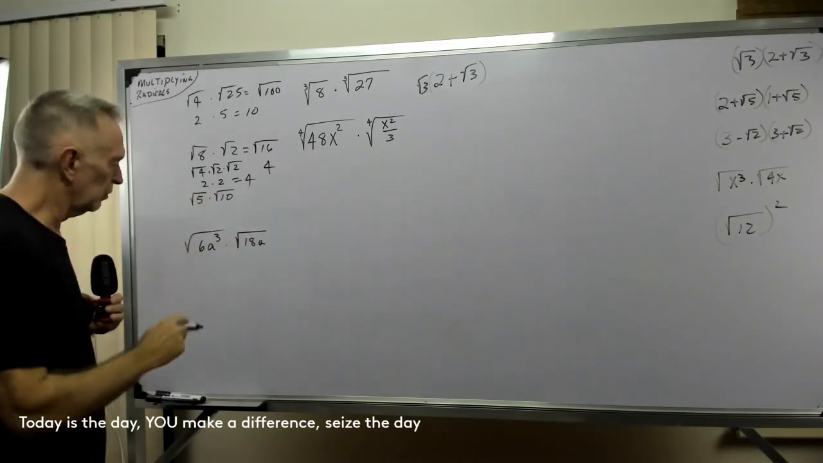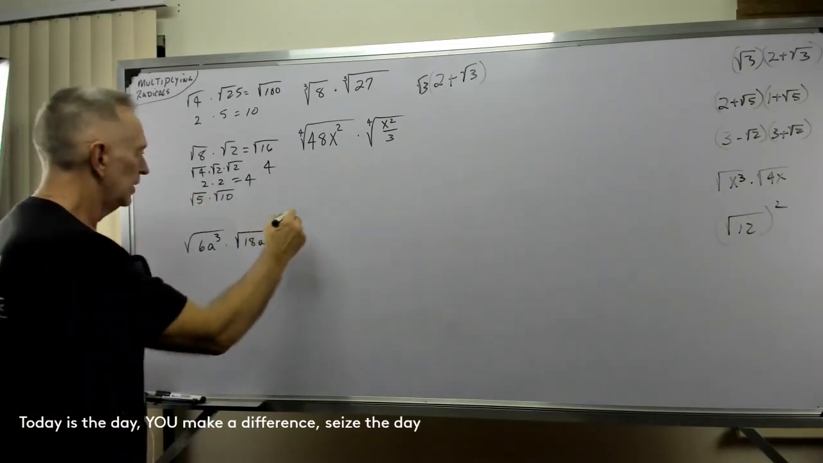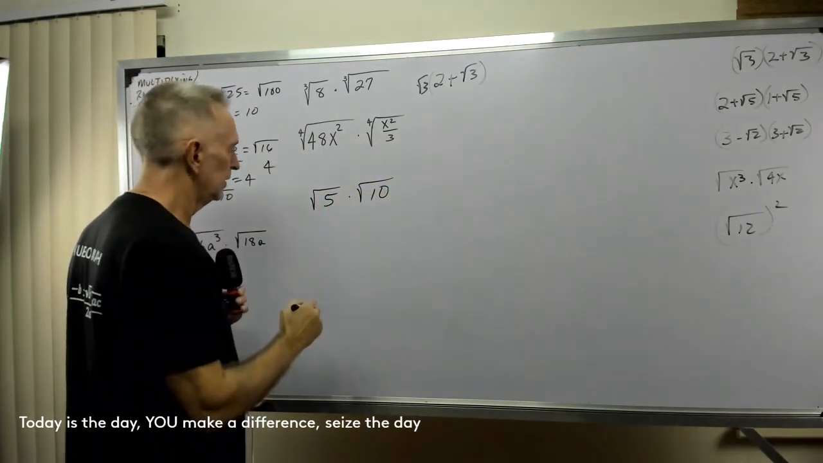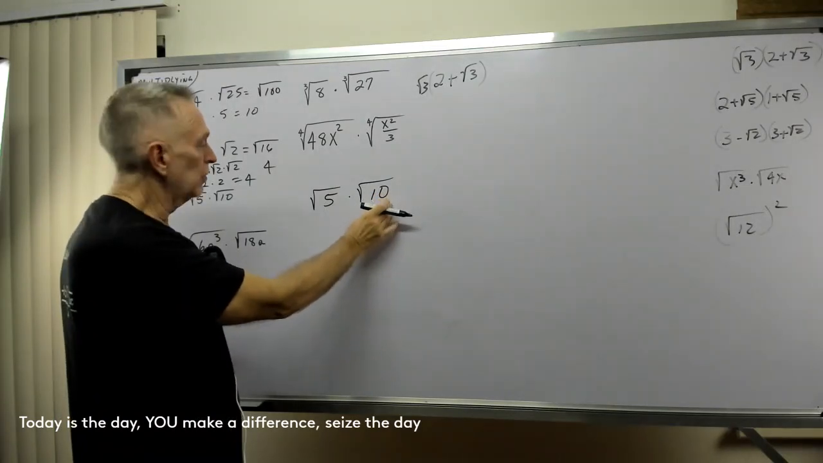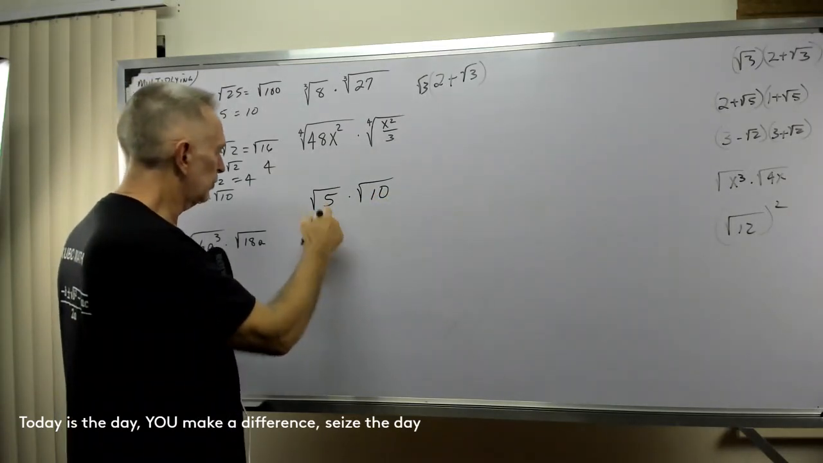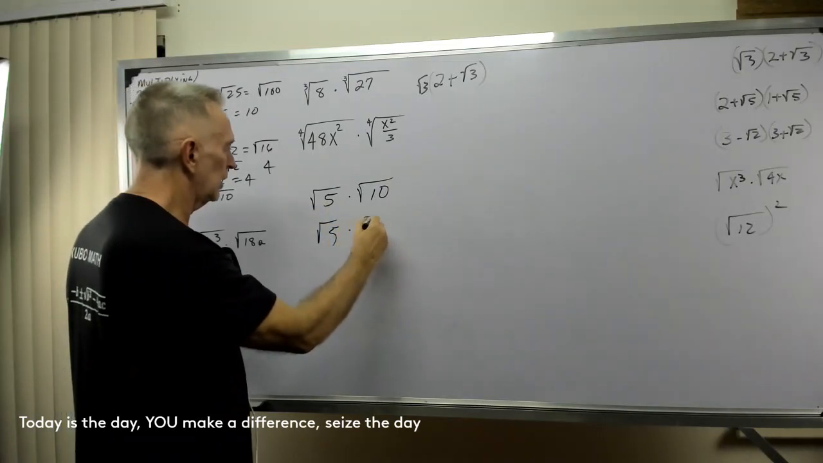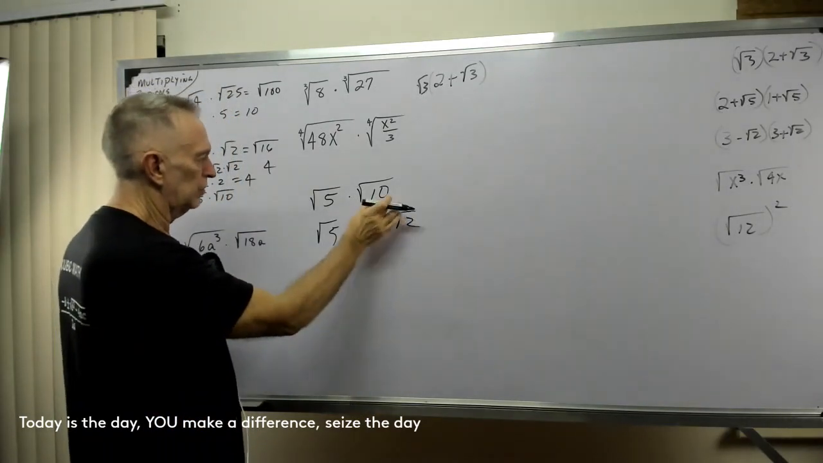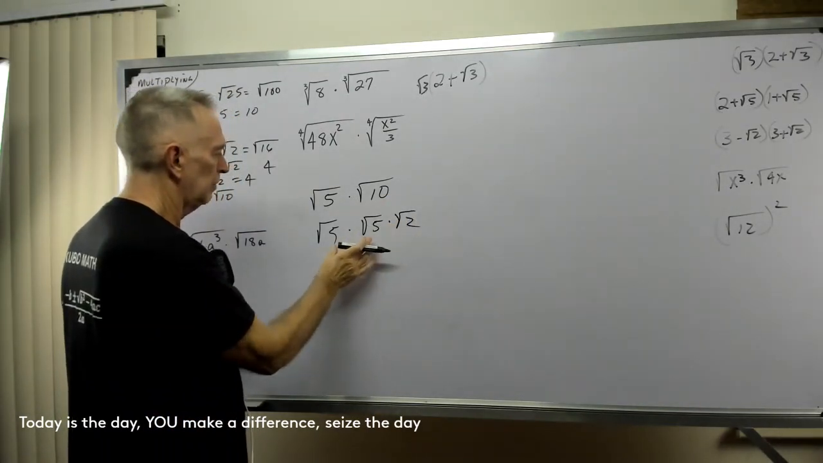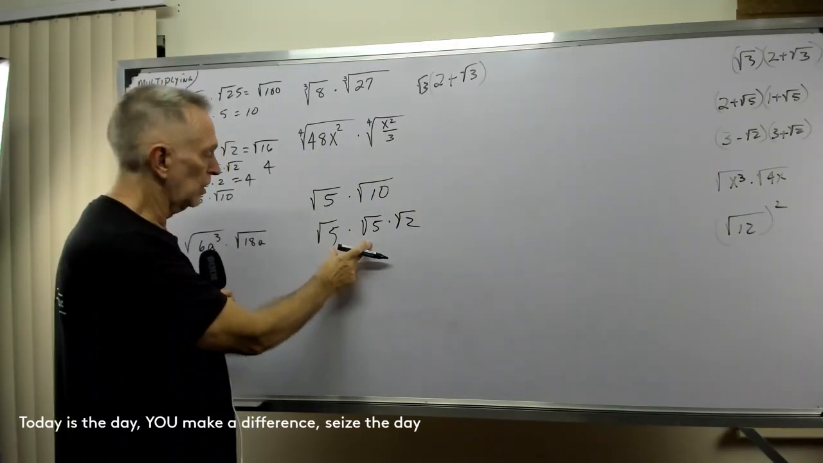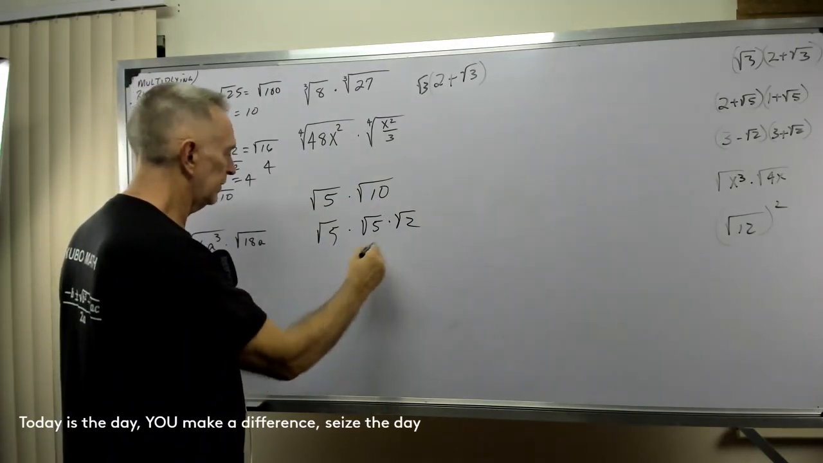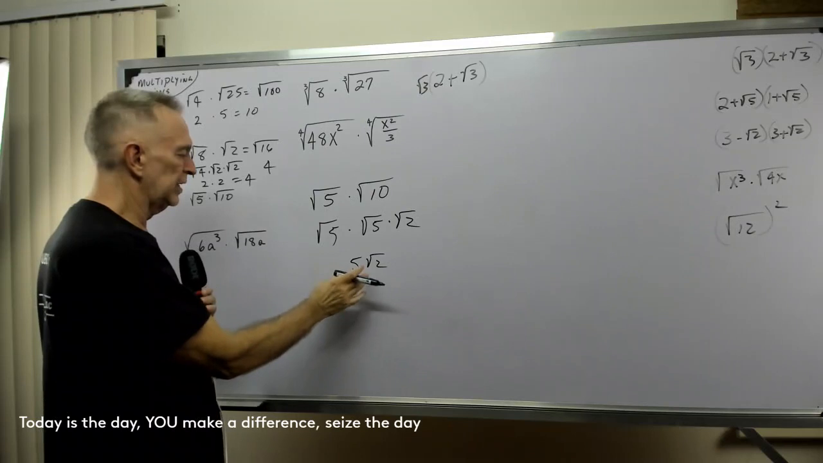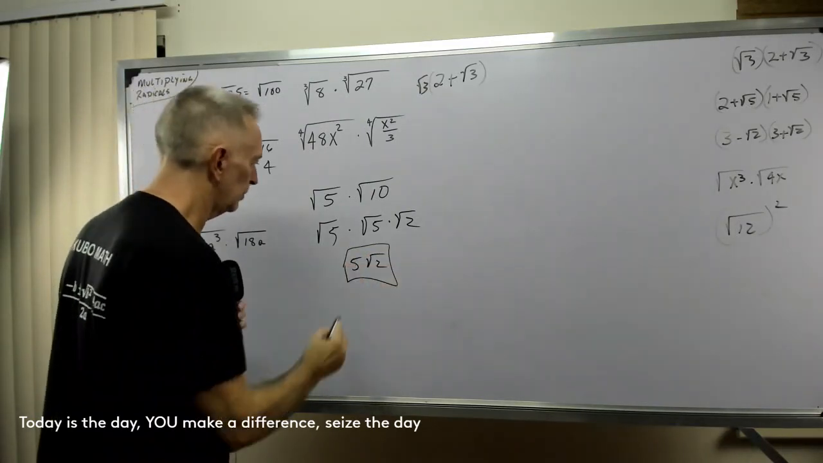Okay, following along those same lines, let's look at this one here. Let me get it over here where it's a little easier to see. Square root of 5 times square root of 10. Well, let's factor the square root of 10. So we have square root of 5 times square root of 5 times square root of 2. Multiplying those two together would equal square root of 10. But now I have the square root of 5 times the square root of 5, and that gives me 5 times square root of 2. So the square root of 5 times square root of 10 results in 5 square root 2.